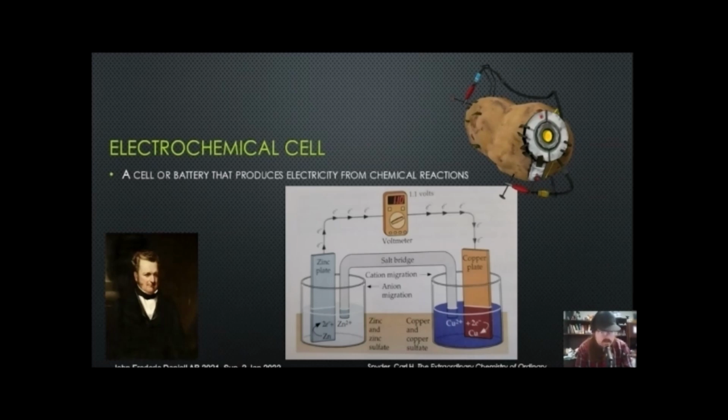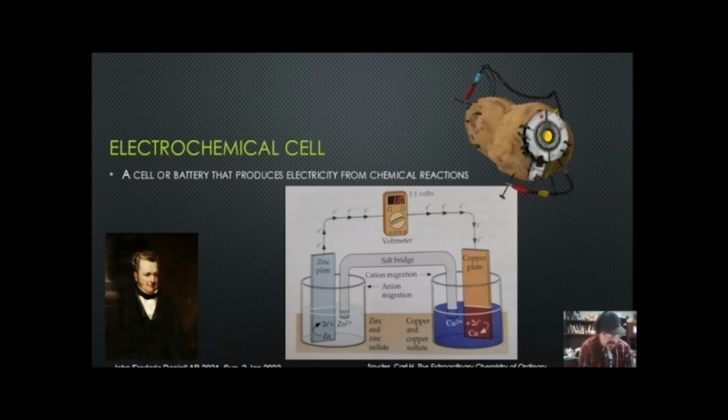When you put these metals and the electrolyte together, we are completing an electrochemical cell, which is just a cell or battery that produces electricity from chemical reactions. One of the most common types comes from 1836 with John Frederick Daniell, the first professor of chemistry at London's King's College. His electrochemical cell had two beakers, one with a zinc plate and zinc sulfate solution, one with a copper plate and copper sulfate solution.